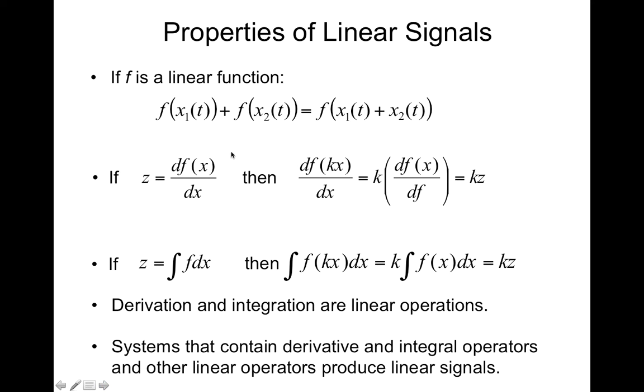Some of the properties of linear systems: if we take the value of a function at x1 and the value of a function at x2 and add them together, that's the same as if we took x1 plus x2 and evaluated the function there. If some term z is equal to the first derivative of f with respect to x, and that's multiplied by a constant k, we can pull k out of the derivative function and basically treat it as just a multiplier. So the constant has no impact on the derivative of the function.